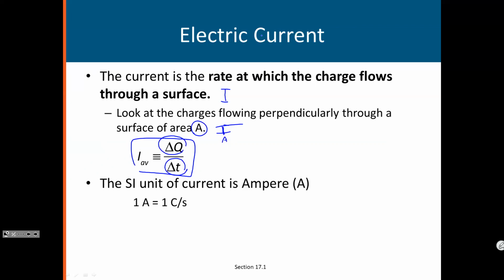And you can see the SI unit is going to be Coulomb, because charge is measured in Coulomb in SI, divided by second. Second is the time unit in SI. So Coulomb per second is going to be the SI unit for measuring current. Now, as usual, we got a single name for Coulomb per second, ampere, and the symbol is A. So ampere is actually Coulomb per second. 1 Coulomb per second is 1 ampere. Right, is that all clear?